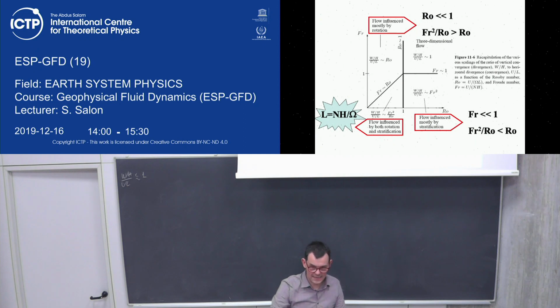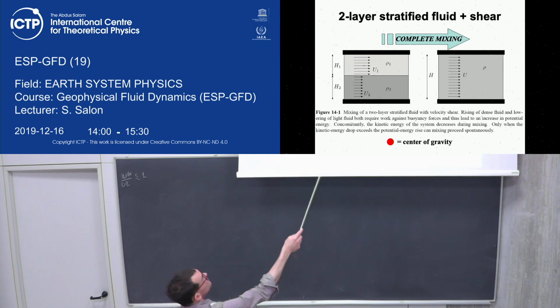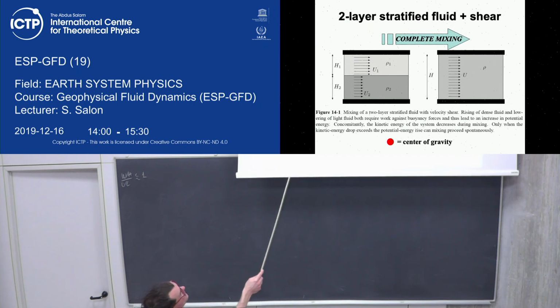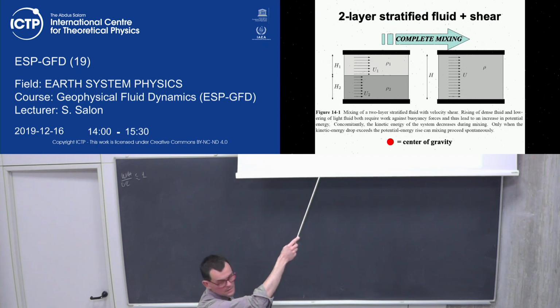We started Friday with the definition of the oscillation, so just one single fluid column. Now let's try to expand our world a little bit and consider a two-layer stratified fluid with a shear. So we have a channel flow with one layer, rho 2, which is heavier, and another layer on the top, rho 1, which is lighter.